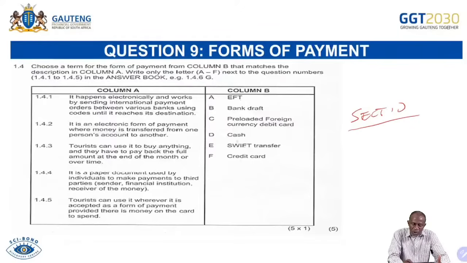That would be your SWIFT transfer. That is for number 1.4.1, the correct answer would be your number E. 1.4.2, it is an electronic form of payment where money is transferred from one person's account to another, and that is represented by number A. The first one we said is number E.